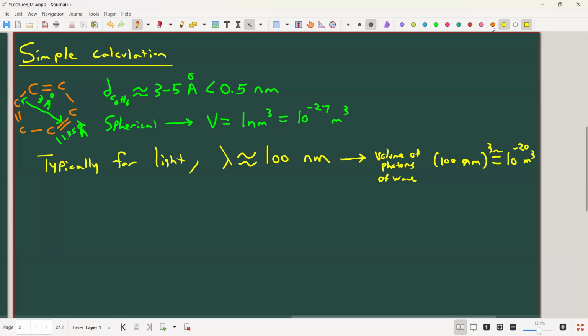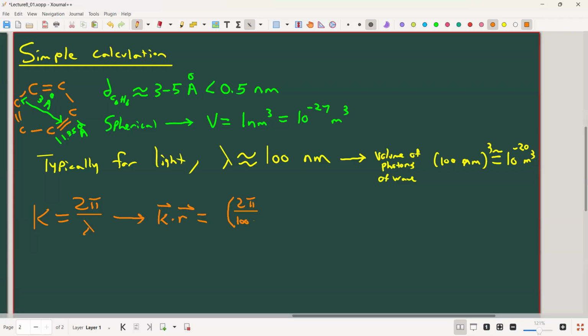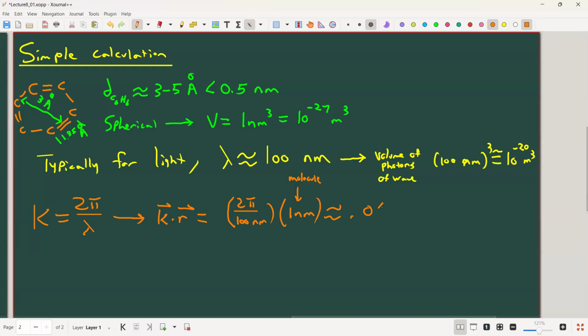So what we could say now, we can calculate this. We can go back to our formulas that we were talking about for waves. We showed that K is equal to 2 pi over lambda. And so if we think about the product of K times R for this system, it looks like 2 pi over 100 nanometers times a radius of the molecule that's about a nanometer. This is the molecule size. I'm just doing a rough number, which is 0.06. So we can kind of say that basically Kr is 0.